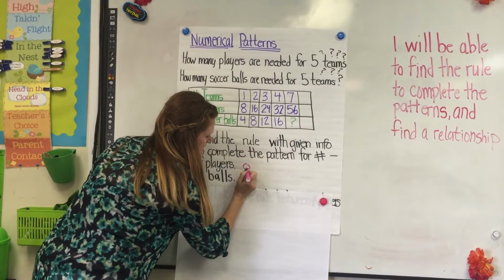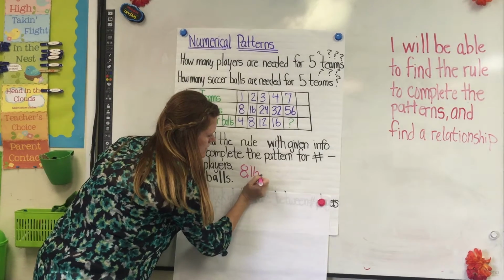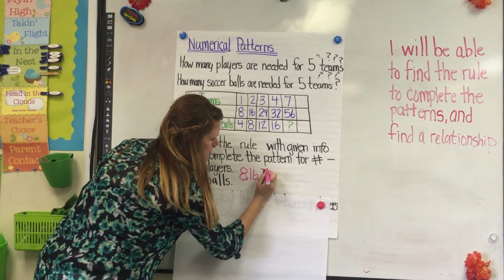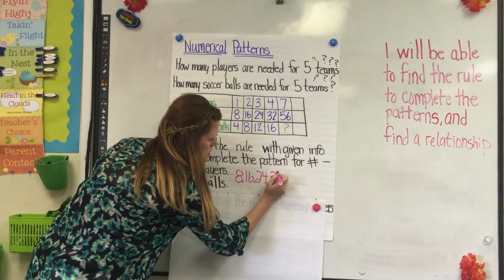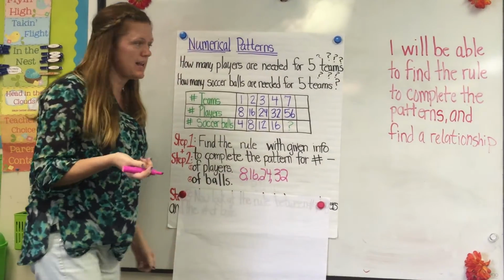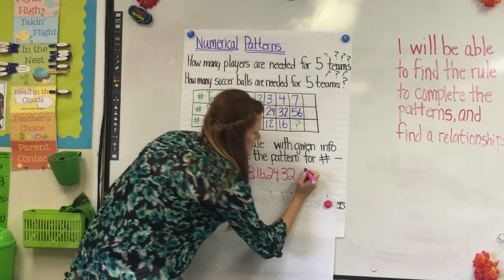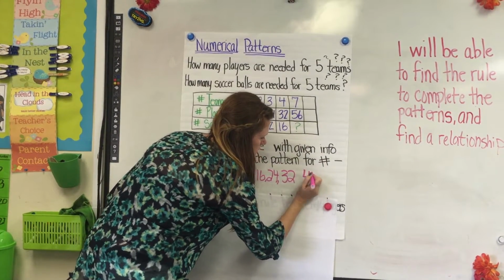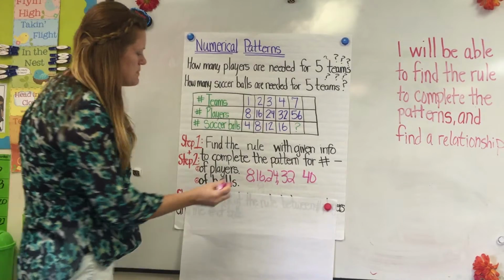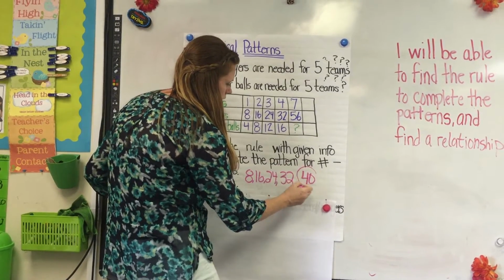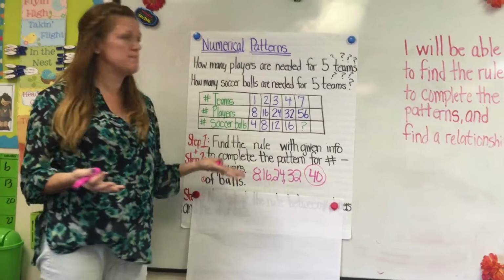so we have 8, 16, 24, 32. Have you done the math yet? Have you counted by 8s? 8 times 5 is 40. So our pattern, our missing number is 40. So we just came up with the answer.